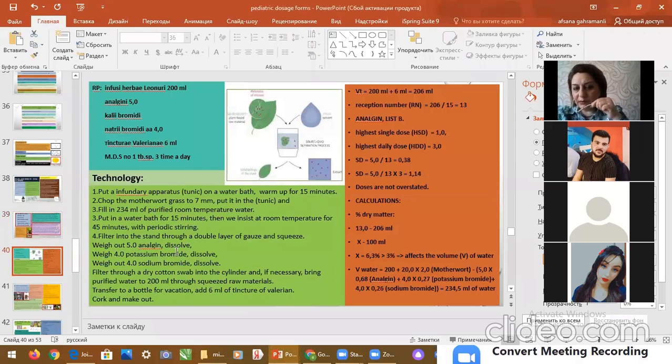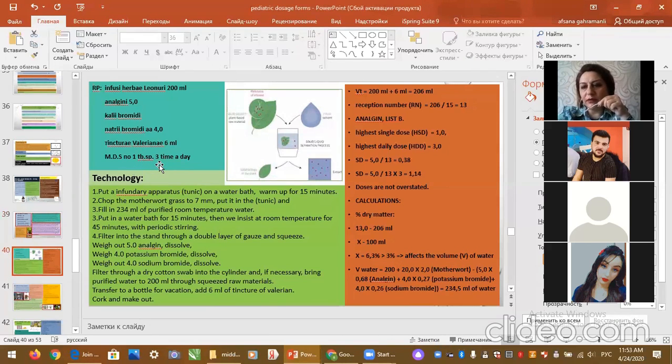Our next prescription for children's dosage form: infuse herba leonori 200 ml, analgine 5 gram, kalium bromide, natrium bromide 4 gram, and tincturi valeriani 6 ml, misce da signa: by 1 tablespoon 3 times a day. For preparing this prescription, at first, what we must calculate, my dears? Mustafa, every time you calculate this, how do we start to calculate? From what do we start to calculate?